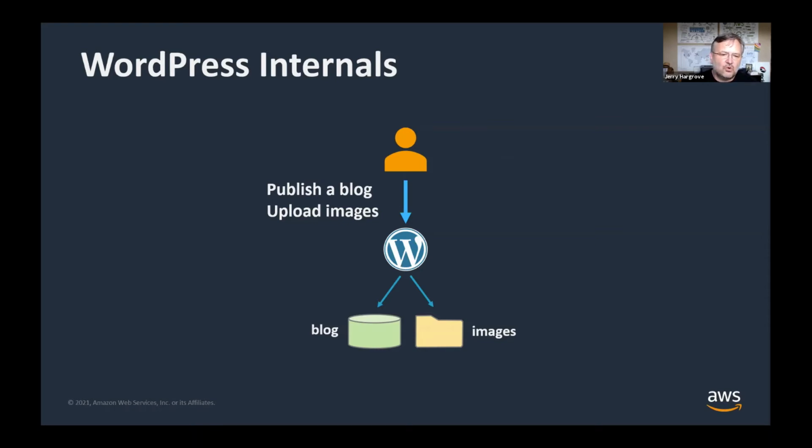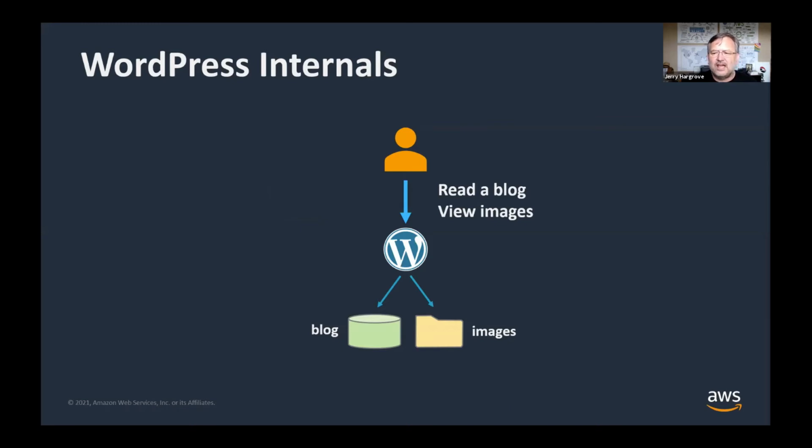That information is stored in the database on the left, and the image for that blog post, or images, might be stored in the file system on the right-hand side. So later on, when someone wants to read that blog post, they go to that same site and they follow a similar path. So far, so good.